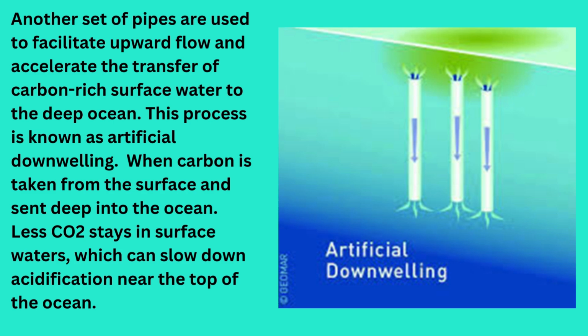Another set of pipes is used to facilitate downward flow and accelerate the transfer of carbon-rich surface water to the deep ocean. This process is known as artificial downwelling, when carbon is taken from the surface and sent deep into the ocean. Less CO2 stays in surface waters, which can slow down acidification near the top of the ocean.